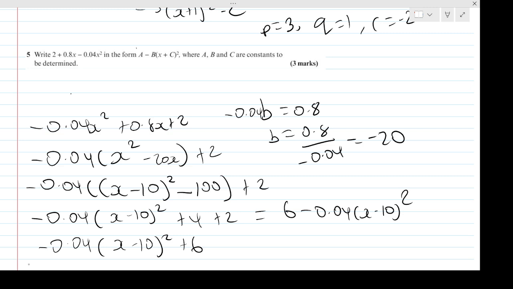So A, if we match it, A would be 6, right? Here and here. Then we have this minus B, this number outside the bracket. Well, that's minus 0.04, so B would be 0.04. And C, again, we have x plus C inside the bracket. Well, we have minus 10, so C has to be minus 10. And there we are. Cool.